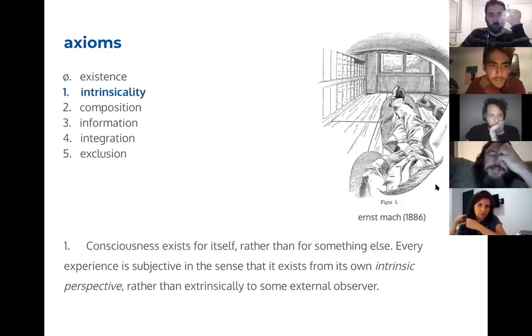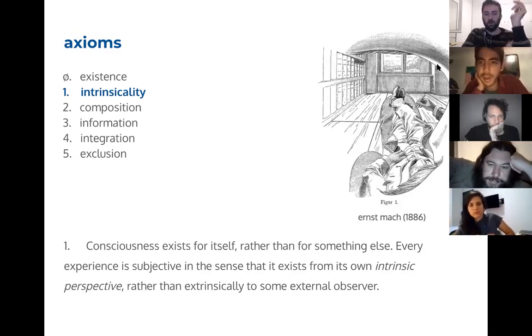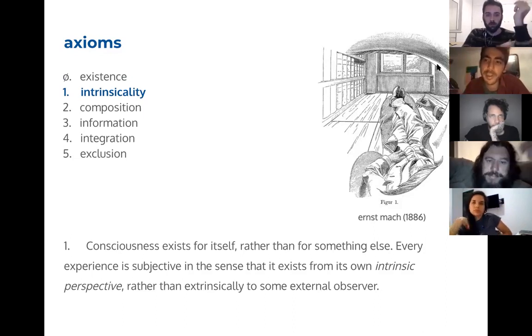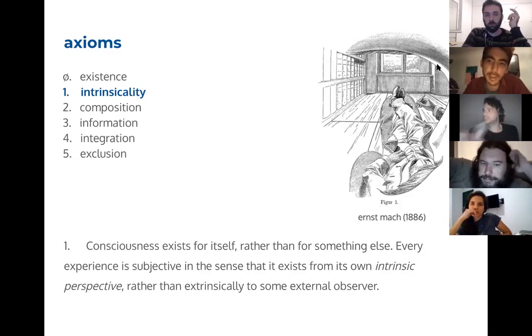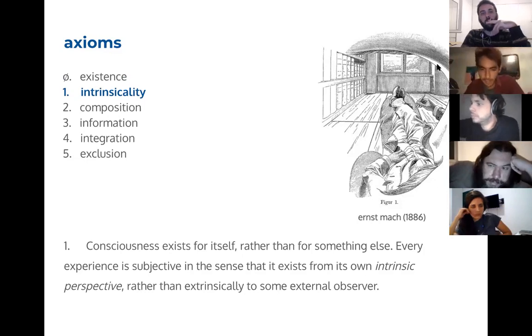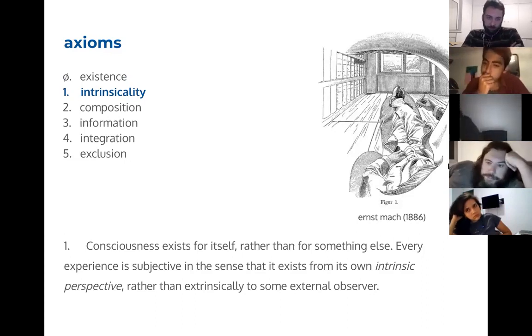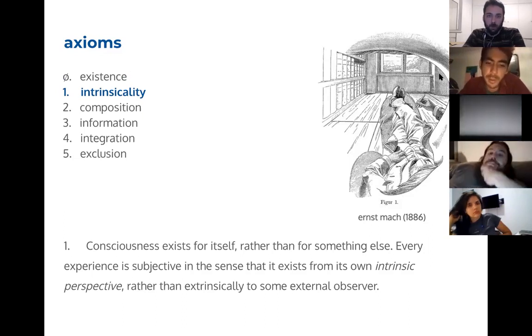Then you have intrinsicality. The first and the second are normally presented together, but I think it's useful to separate them. The second one says that consciousness exists for itself rather than for something else. So consciousness is not something that depends on some external thing or observer for it to exist. The patient is there and is conscious or is not. It doesn't depend on something external, like probing and measuring his PCI and then making him conscious or not. So the main definition will be not existence in general, but intrinsic existence.